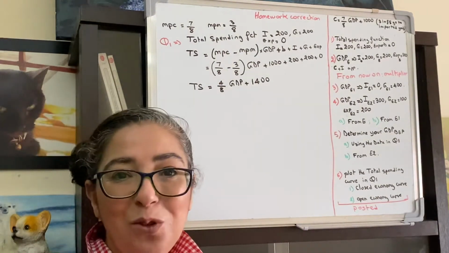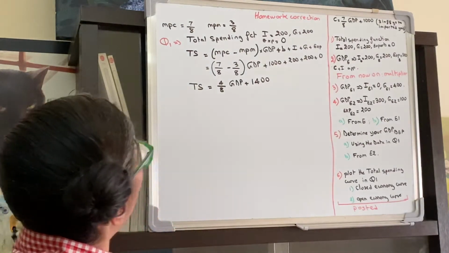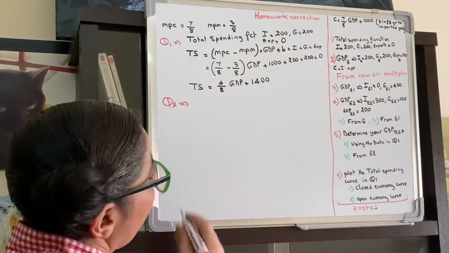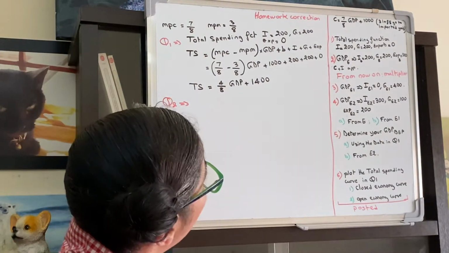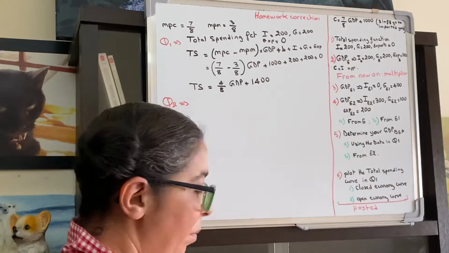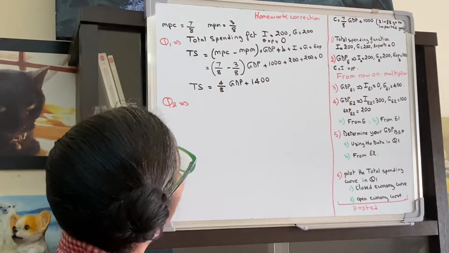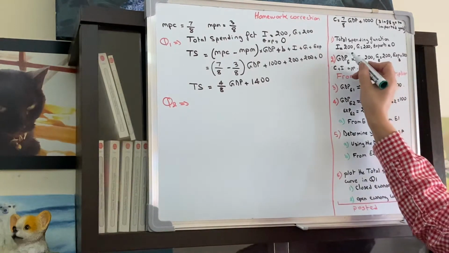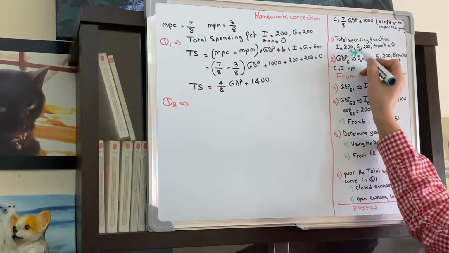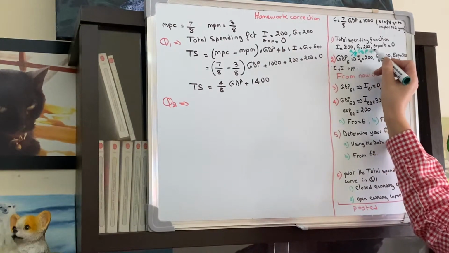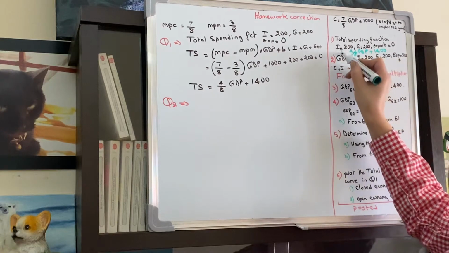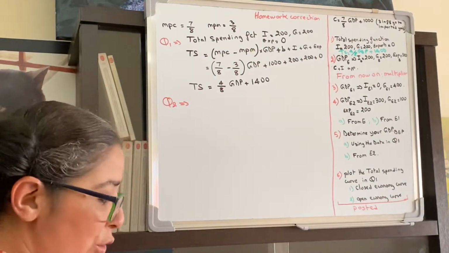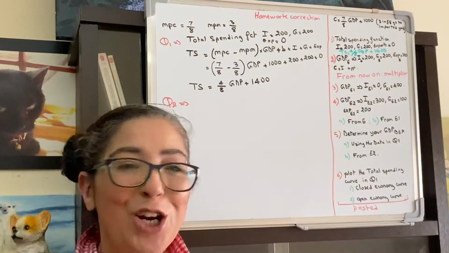I'm going to move now to question number 2. Question 1, I need to write the solution here because you're going to need it for plotting. So, where am I going to write it? 4 over 8 GDP plus 1,400. That would be your function.